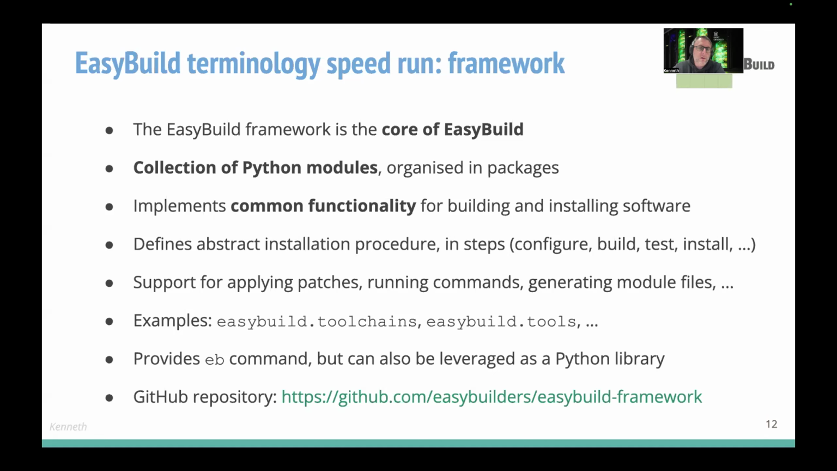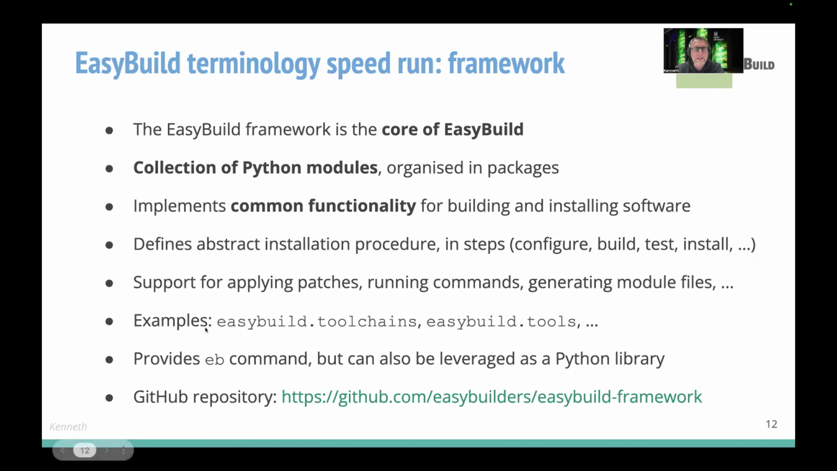So to start with, we start with the framework, the EasyBuild framework, which is the heart, the core of EasyBuild, which is really a collection of Python code, Python modules, which are well organized in packages, and they implement functionality that you often need for installing software from source. That, for example, includes unpacking tarballs, applying patch files, running shell commands, generating module files, and so on.